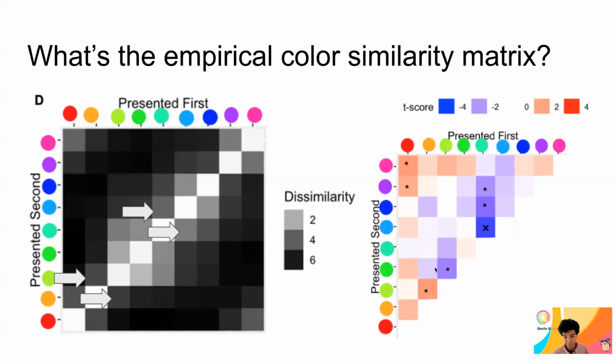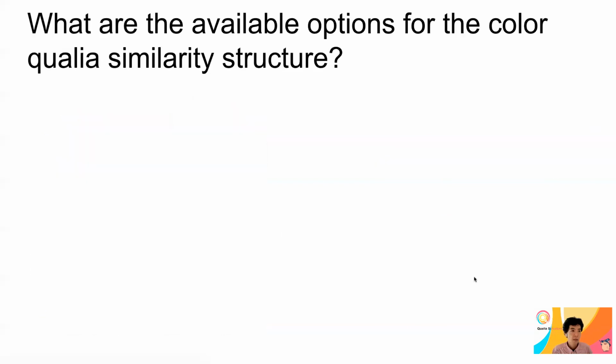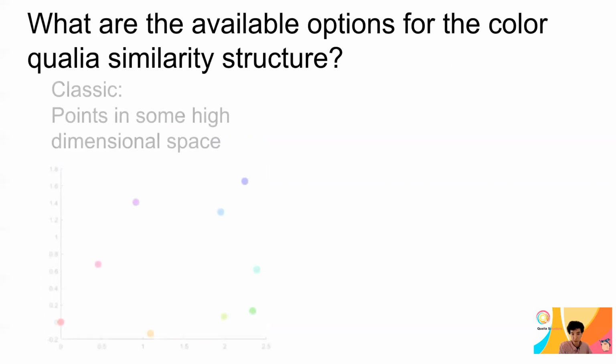But these are, we did a very conservative statistics, but still it's quite significantly different. So what are the available options for the color-Qualia similarity structure to explain or think about this?